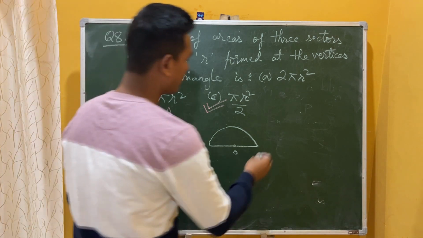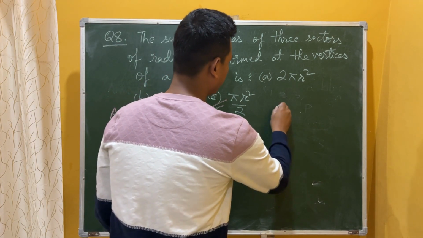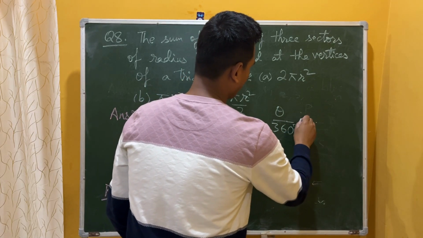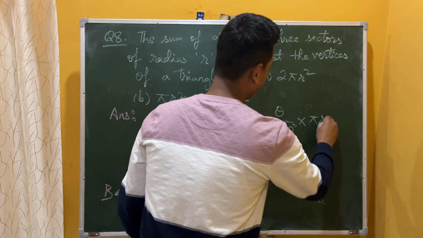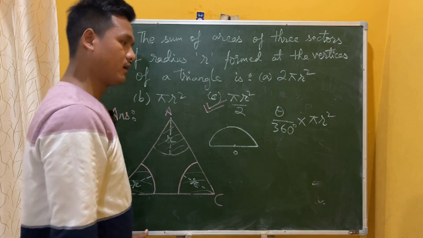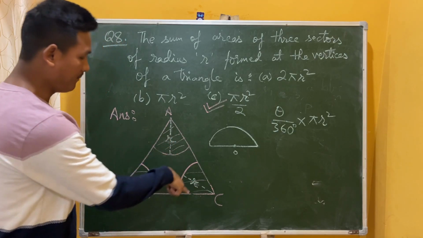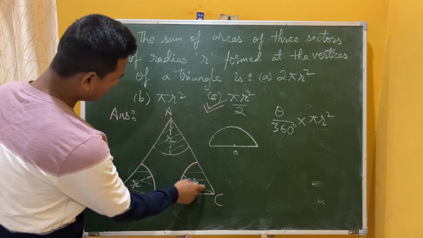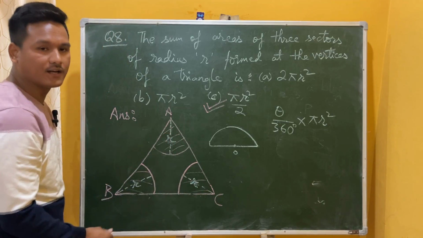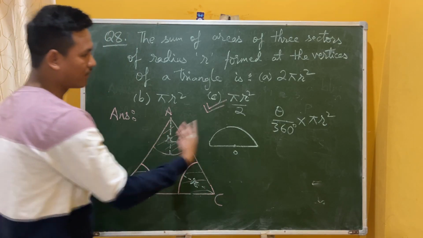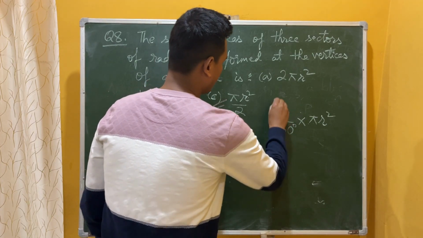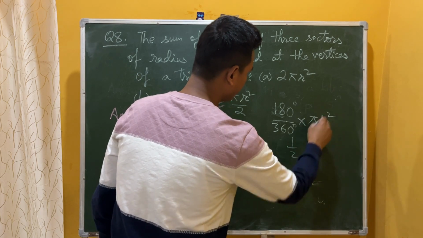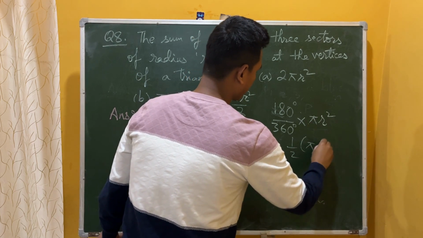So you can think of it like this. The area is found by the formula theta upon 360 degree into pi r square, isn't it? So your r is the same. Theta, what about theta? So sum of angles in a triangle is 180. If you add this, this and this, it is 180. So if you cancel them, it is half of pi r square.